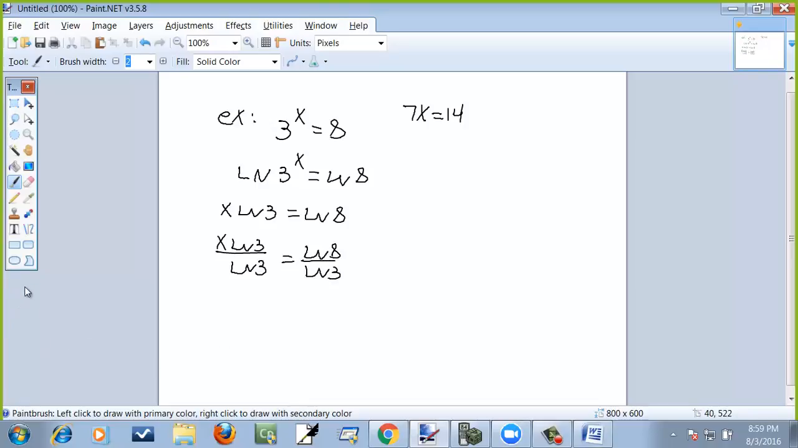Now when we do that, these natural log of 3 is going to cancel over here. And we got x is equal to natural log of 8 over natural log of 3. Now that would be our answer, the exact form. If you want a decimal approximation, then you would plug that into your calculator.